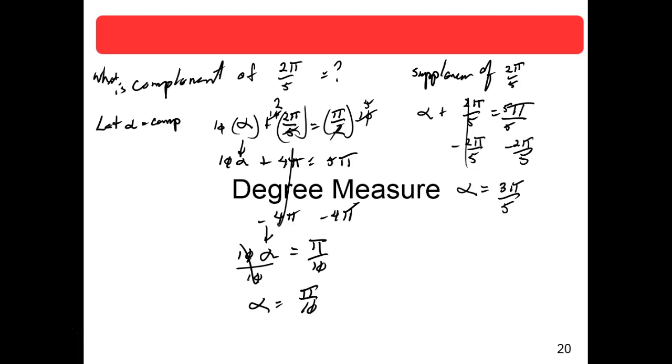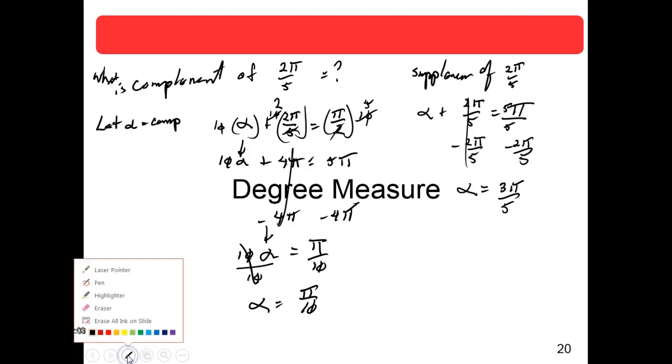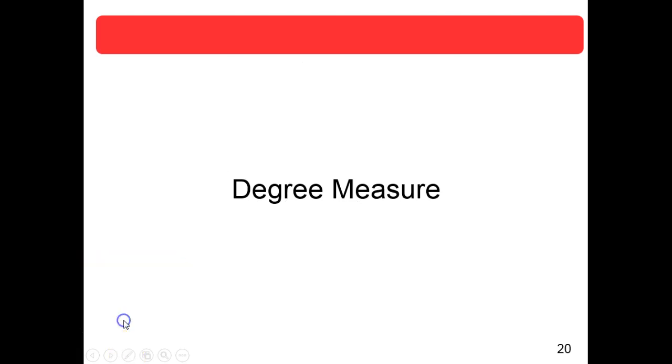Okay, I couldn't find the question on the next one. You want to do the B part? I don't like the way they did them in the book, so we're doing them this way. If you like the way they did them in the book, you can do it that way. The B part said, what about 4/5 pi? What is the complement of 4/5 pi?